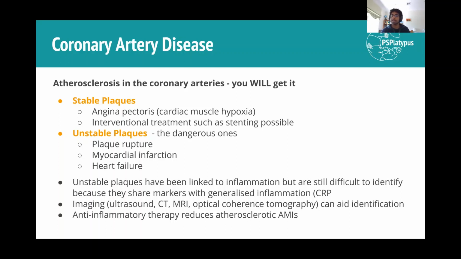So we think inflammation increases your chances of having an unstable plaque, but it's still a bit hard to tell when you have one, because a lot of the markers for unstable plaques are very similar to those for inflammation in general. So we sometimes use imaging to identify them. That can help a little bit. And to a degree, we can use anti-inflammatory therapy to reduce the risk of AMIs resulting from coronary artery disease.